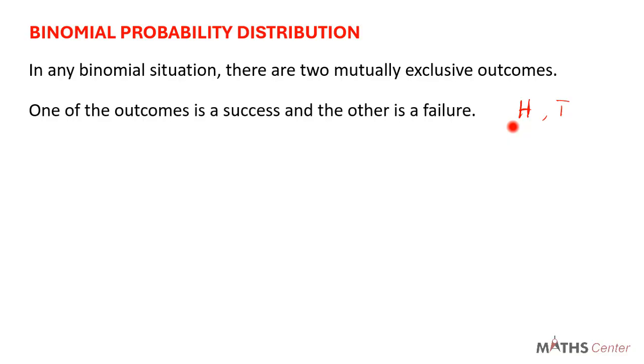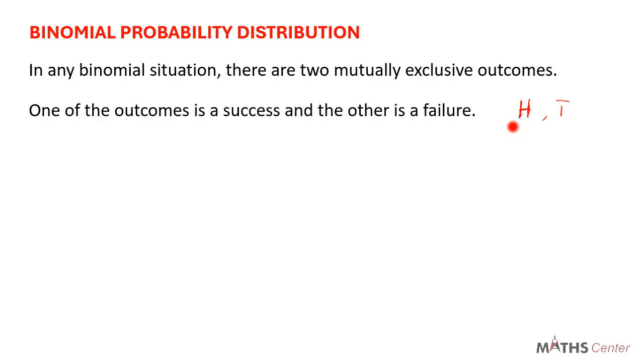So let's say you toss a coin and you hope to get a head, then the probability of getting a head will be success. And the other one, which is the probability of getting a tail, will be failure because here we have only two outcomes. So if one is success, then the other will be failure. In the same way, when you toss a coin and you hope to get a tail, then the probability of getting a tail will be success and the probability of getting a head will be failure.